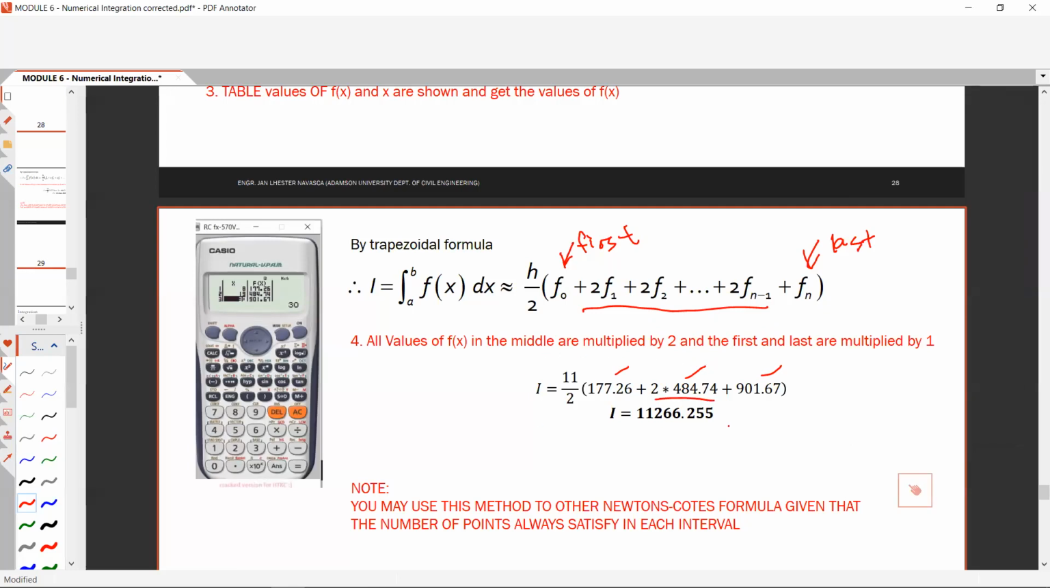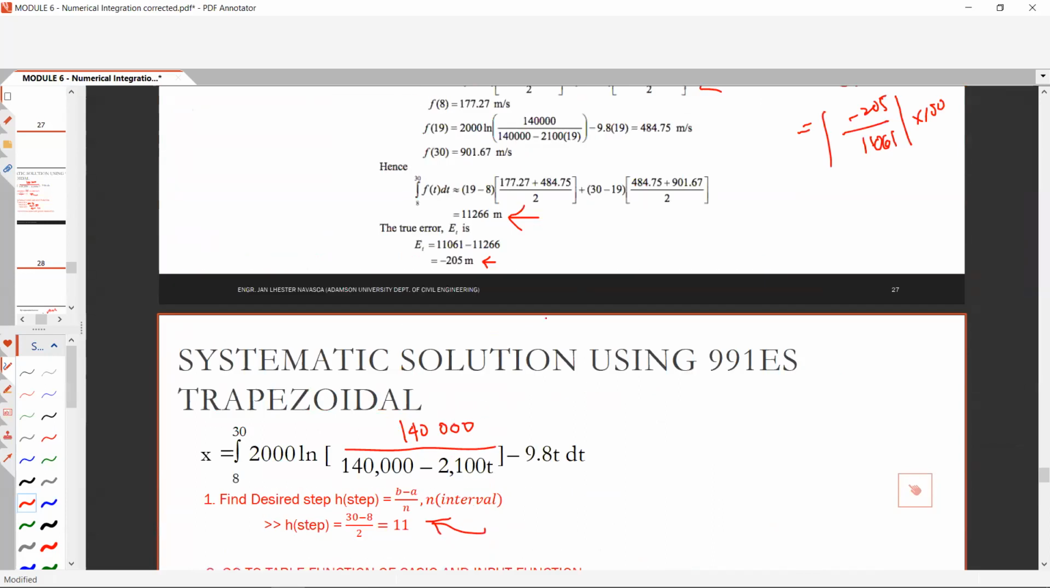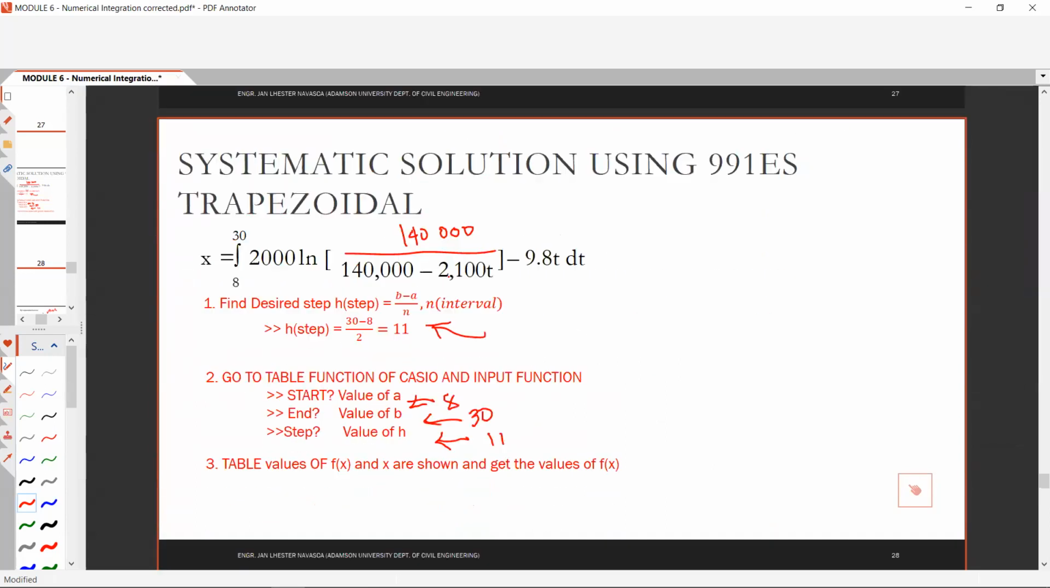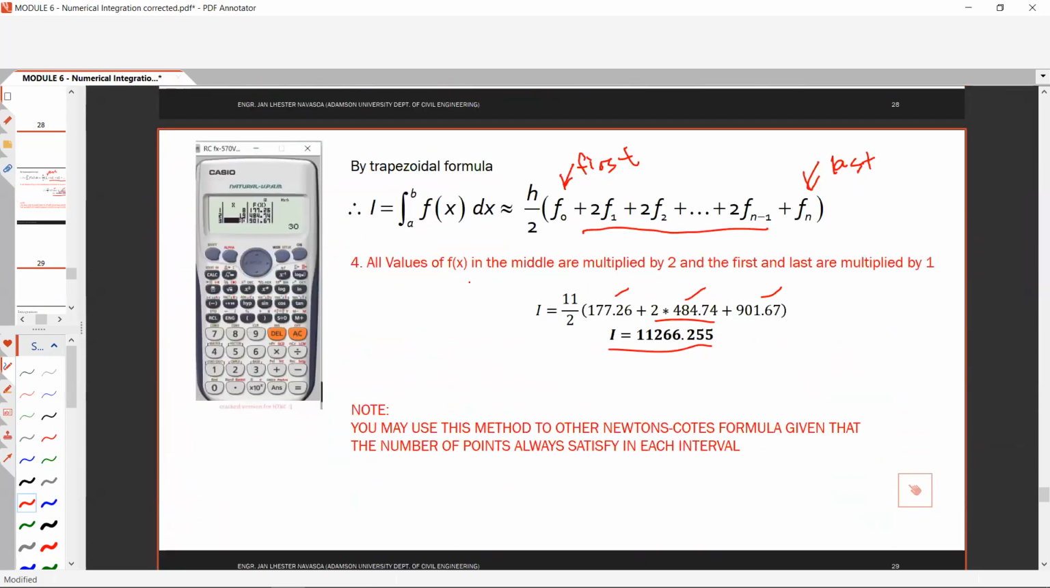Okay. Then, solve mo na yung definite integral by 2 segments. By 2, number n equals to 2. So 11,266.255, which is the same dito, 11,266. Okay. So take note, you may use this method to other Newton-Cotes formulas given that the number of points always satisfy in each interval.